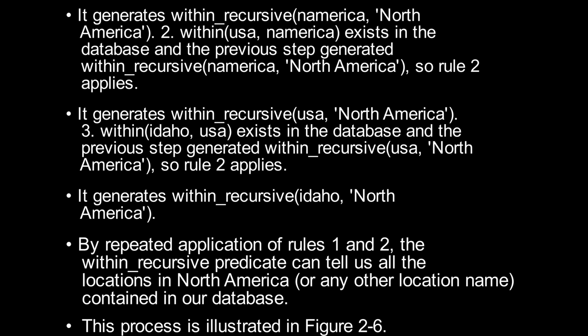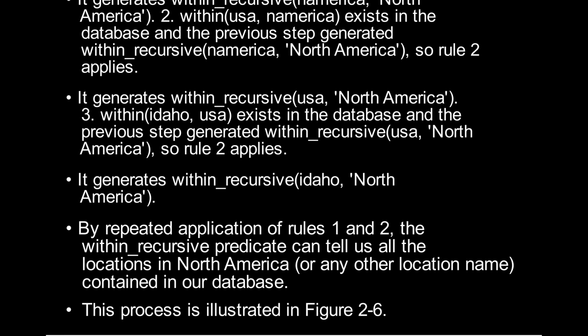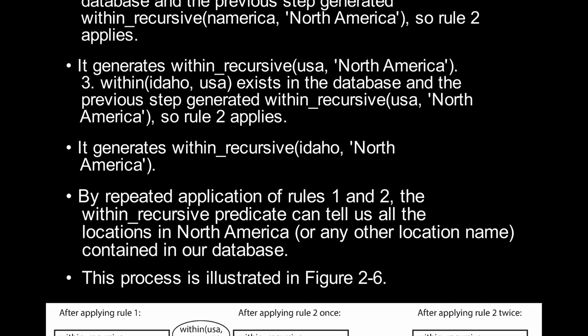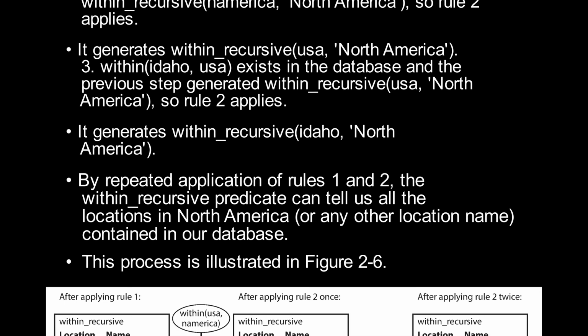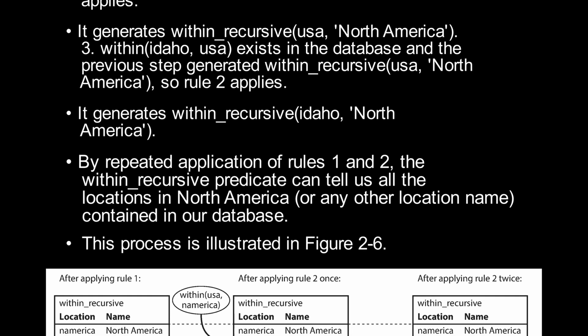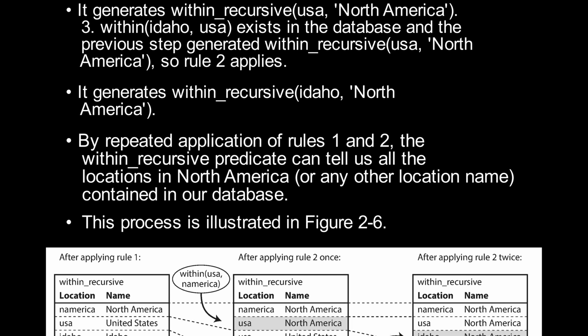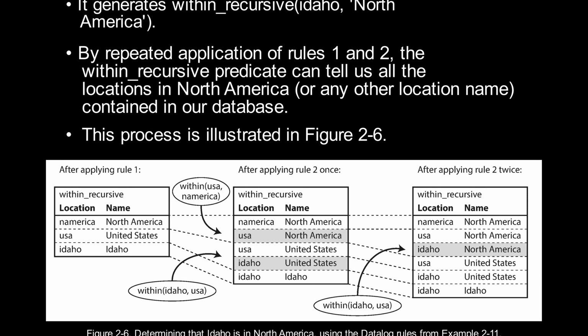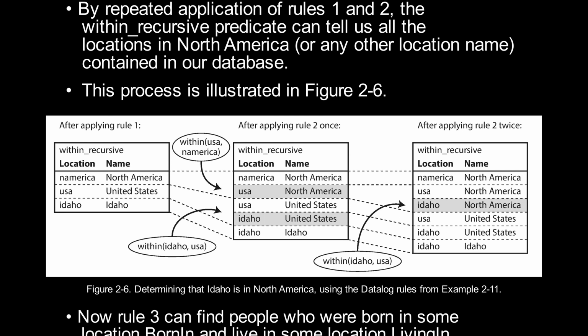By repeated application of rules 1 and 2, the within_recursive predicate can tell us all the locations in North America, or any other location name contained in our database. This process is illustrated in Figure 2-6. Figure 2-6, determining that Idaho is in North America using the Datalog rules from Example 2-11.